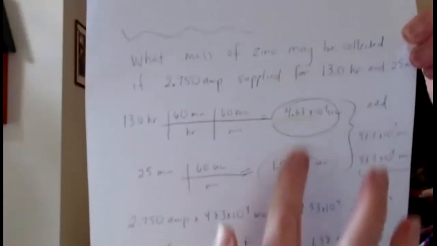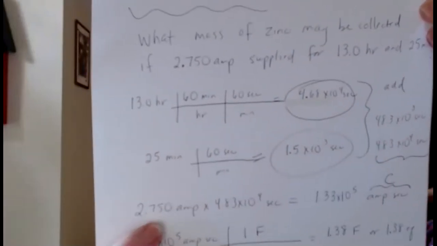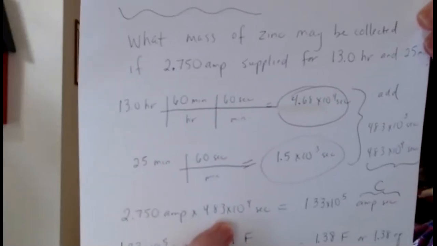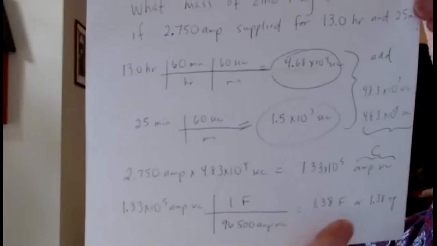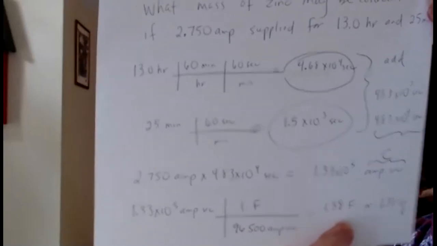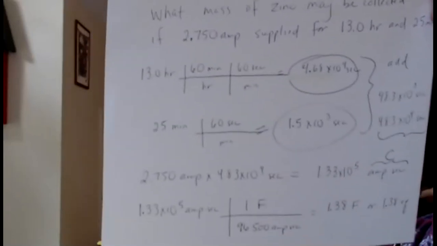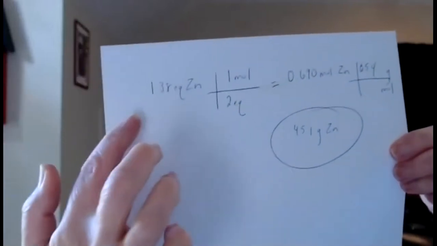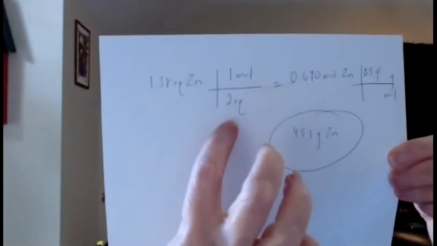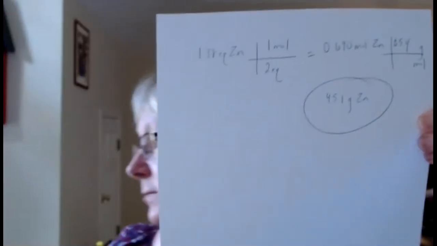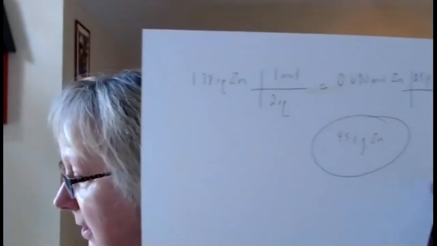I add them up. I multiply by the amp. I then compare that number to the 96,500, and I get my Faradays or my equivalents. But I want to know what mass. So I take my equivalents, and I know that 1 mole of Zn2+ has 2 equivalents, because this was the half reaction. Here, let me show that half reaction again.